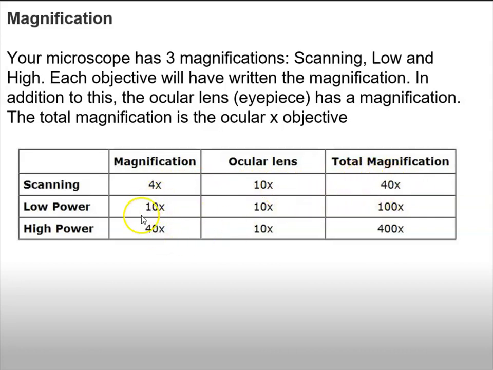Or if we're on the low power, which is 10 times, we take 10 times the eyepiece, 10, and we get 100 times magnification power. Or if we're at our high power, which is 40 times, we take 40 times 10, and you get to 400 times magnification power. For our microscopes, that's really the maximum that they have.